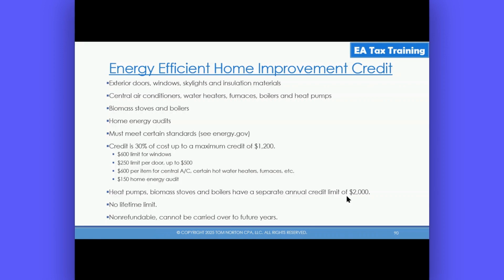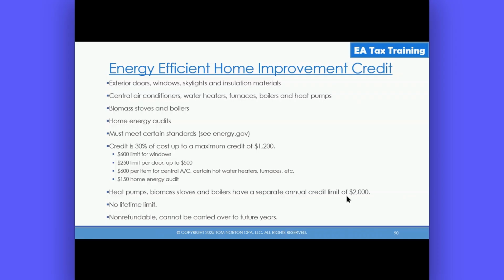So you can actually get a credit for paying someone to come in and look at your house and give you tips on how you can save energy. All of these things do have to meet certain standards. The credit is 30% of the cost of all of these things up to a maximum of $1,200.